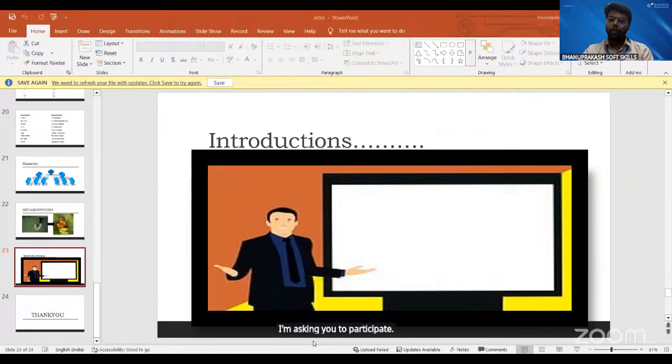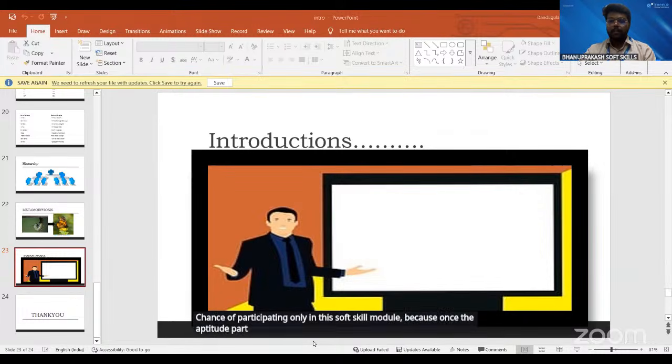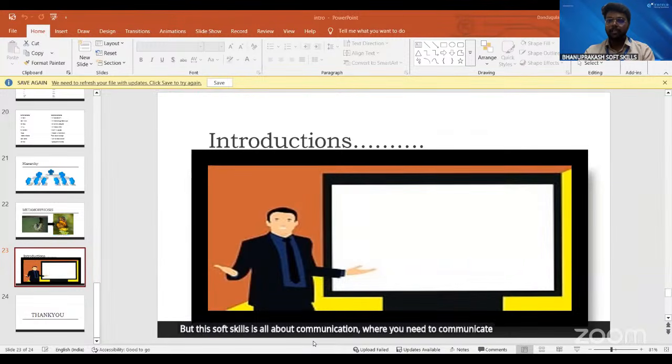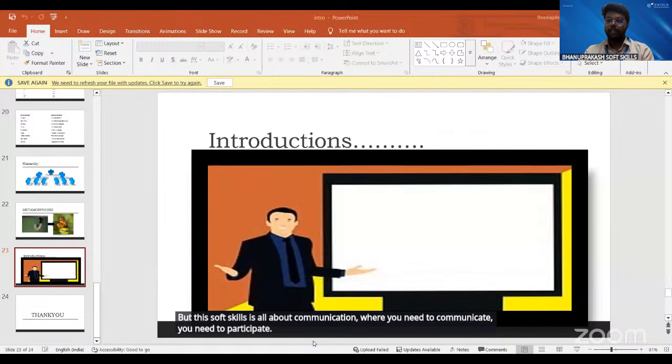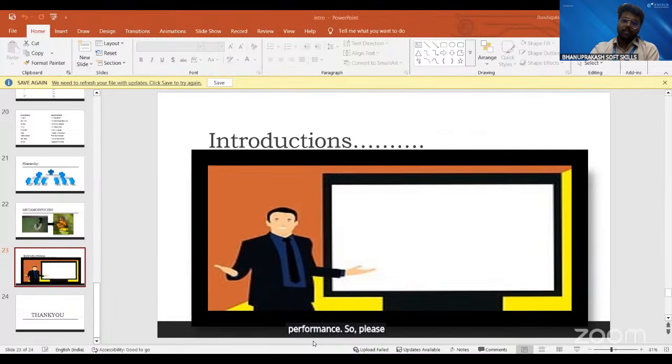You only have this chance of participating in this soft skills module, because once the aptitude part comes, there is nothing like participation. Those are completely conceptual, where I'll teach the concepts and you need to listen. But soft skills is all about communication, where you need to communicate and participate. It's your performance. So please introduce yourself to the class.